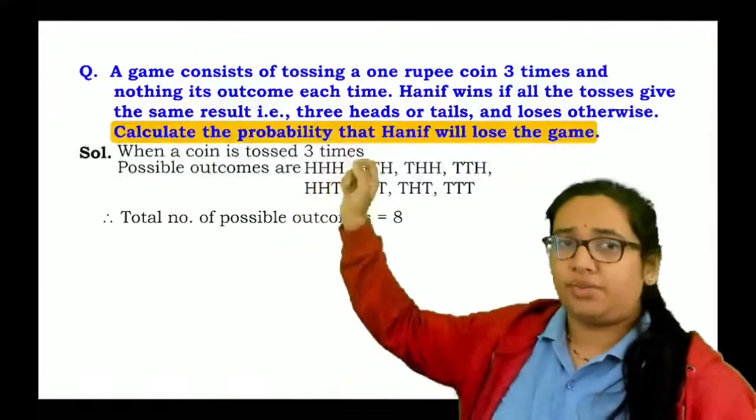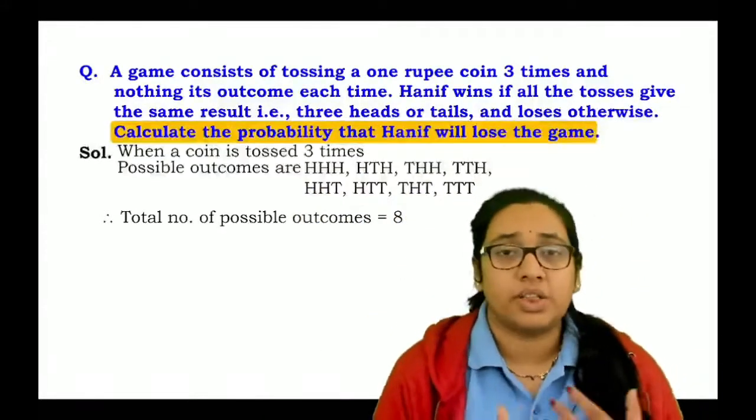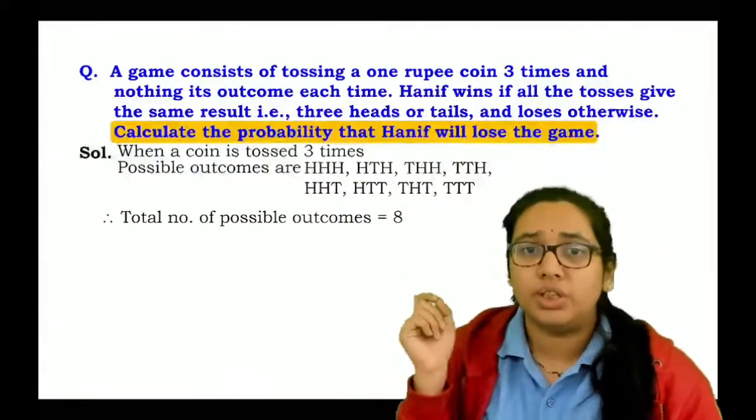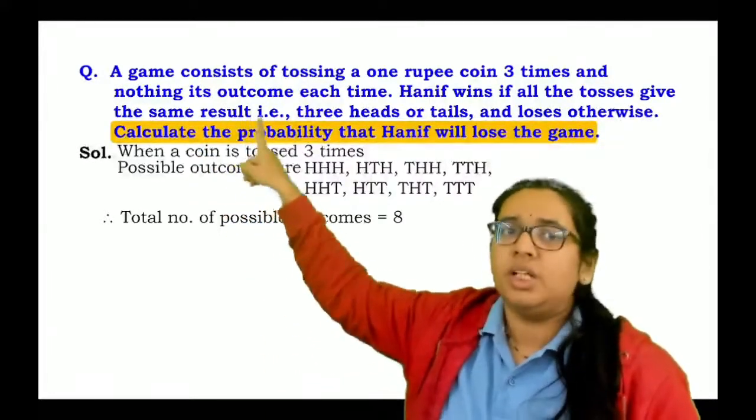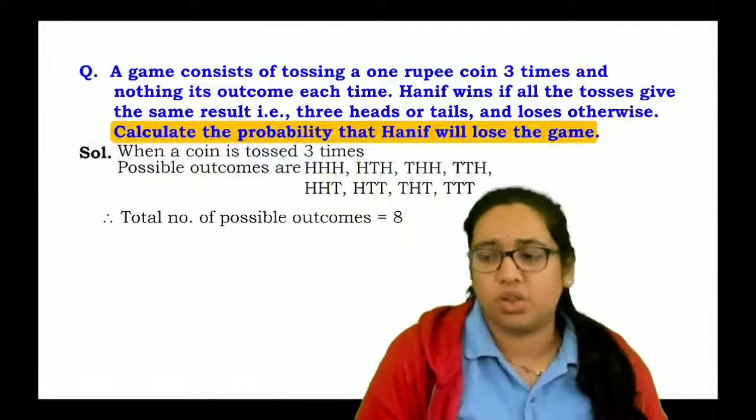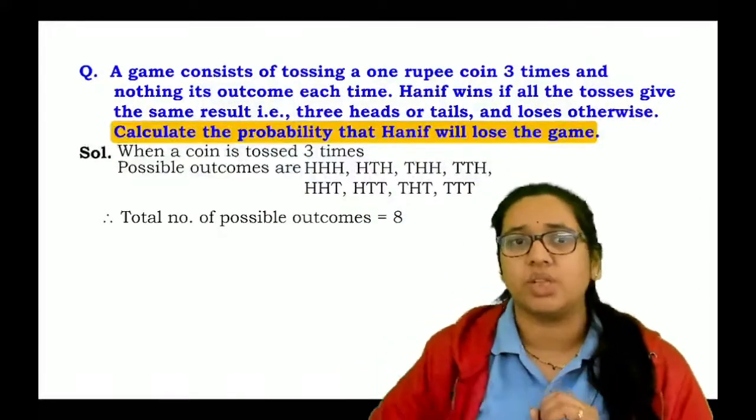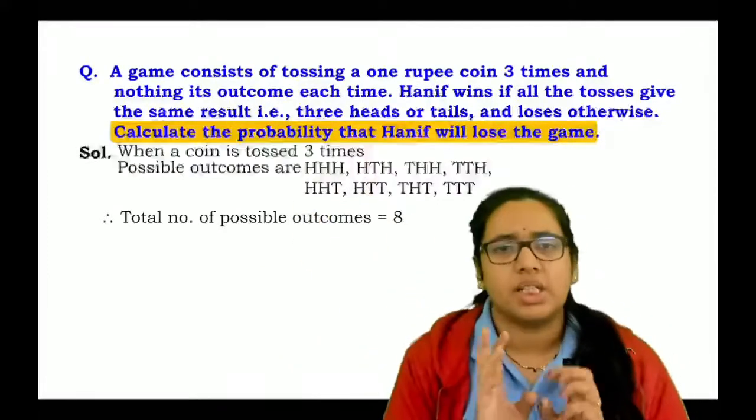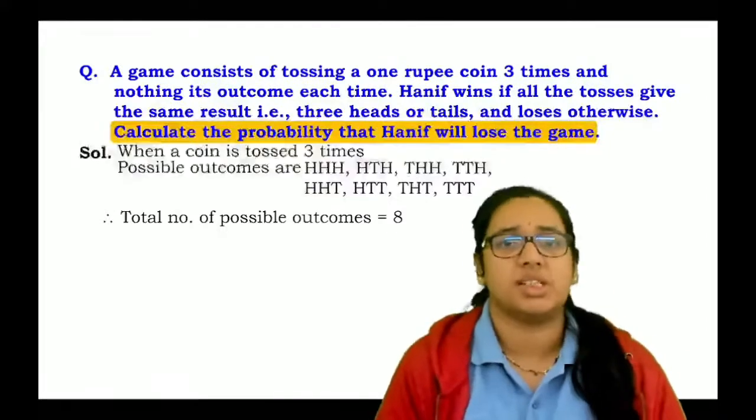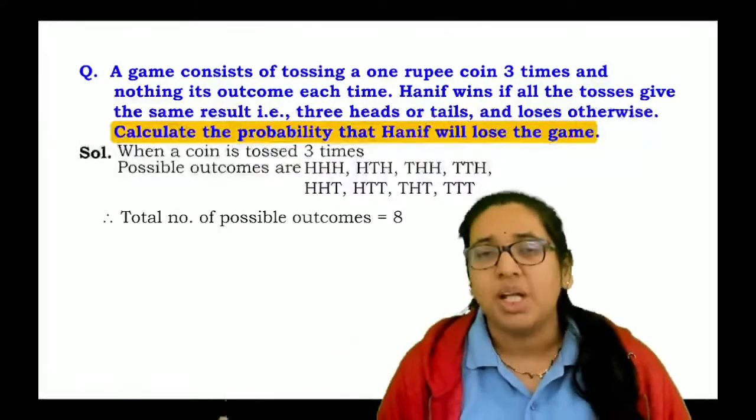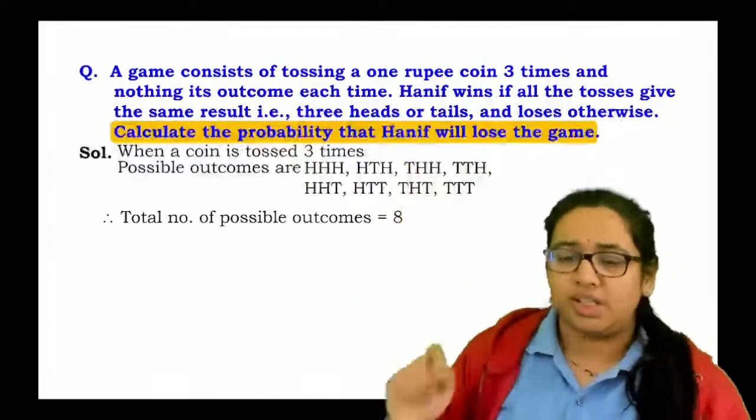Now, we have to find that Hanif will lose the game. When can I say that Hanif will lose the game? If there will not be the same result for each and every coin. If you get 3 heads or 3 tails, then Hanif will win the game. Okay, getting this? So there are two cases. Either you can check in how many ways Hanif can win the game, and just consider its complement so that you will get your final answer.